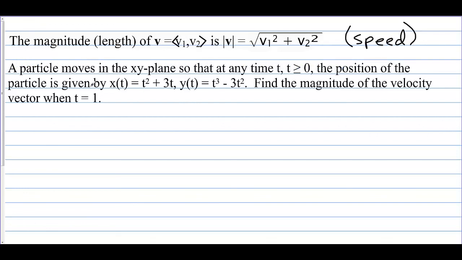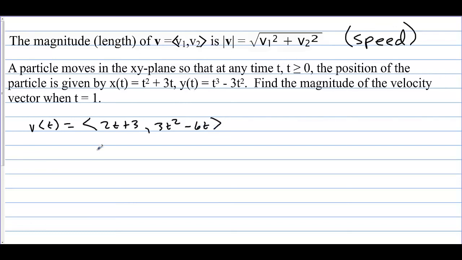A particle moves in the xy plane at any time t, where t is greater than or equal to 0. The position of the particle is given by x is this function, y is that function. Find the magnitude of the velocity vector when t is equal to 1. So we're looking at the velocity vector of t is equal to 2t plus 3, 3t squared minus 6t.